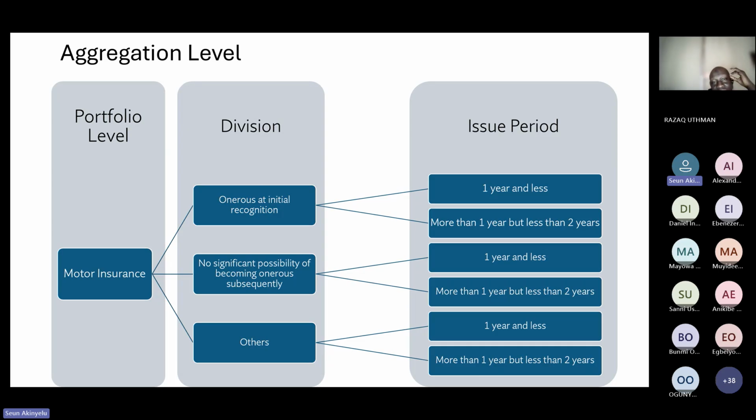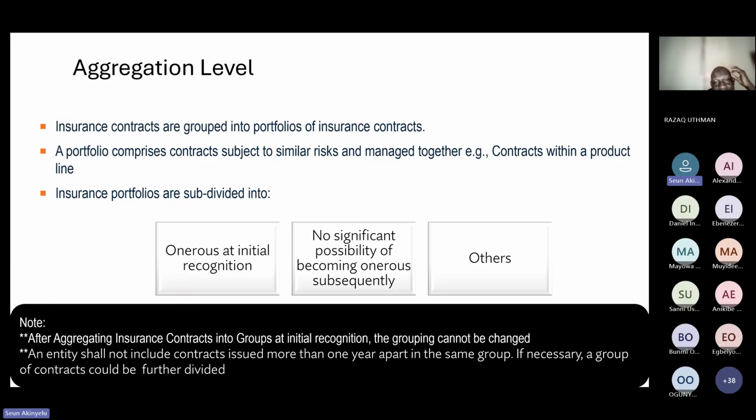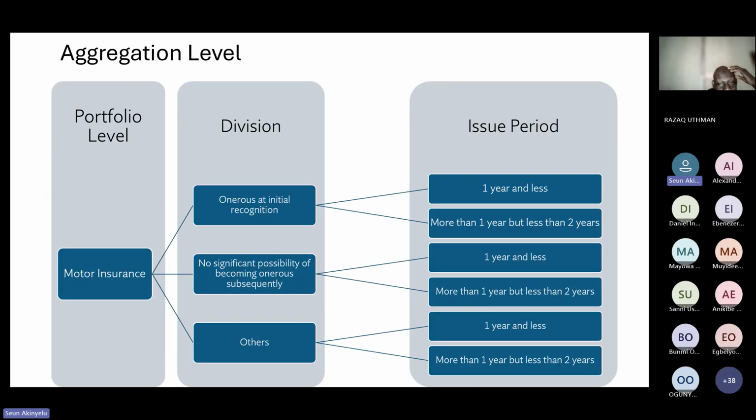Now, the standard also says that whenever you are grouping them together, ensure that there must not be any contracts that are more than 1 year apart. Meaning, for example, the ones that you issue for 5-year contracts, you should not put them together with the ones that are 1-year contracts. Because contracts cannot be more than 1 year apart within the same classification.